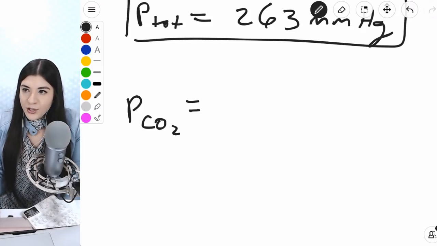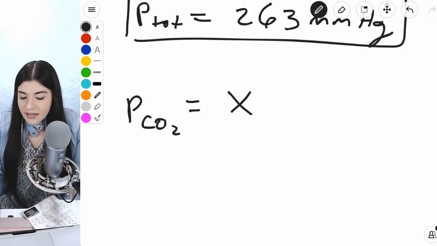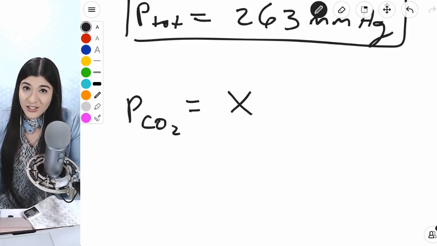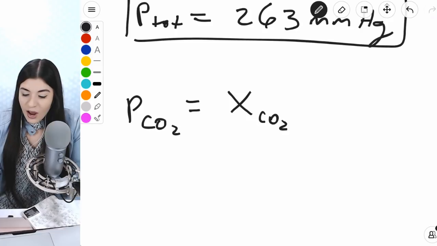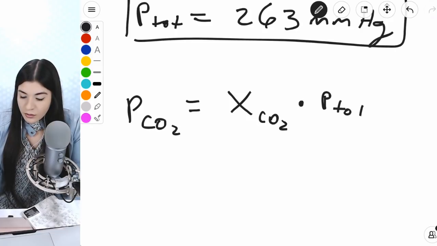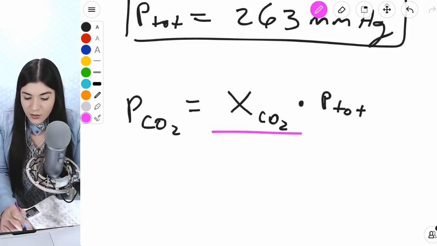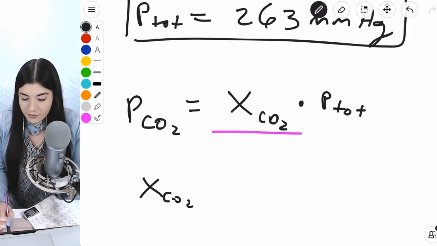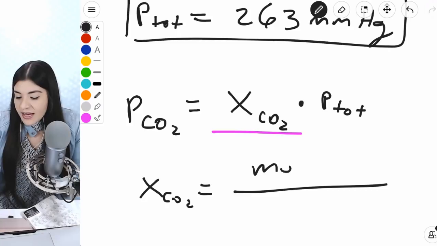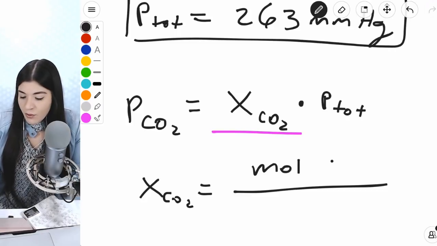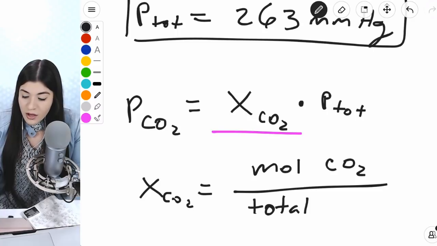Really, the formula that you're going to use here is the partial pressure formula, where you multiply your mole fraction, and I'll show you how to do that. So mole fraction times the total pressure. A mole fraction is the amount of moles of whatever you're looking for, like in this case CO2, divided by your total moles. So luckily, we found our total moles.